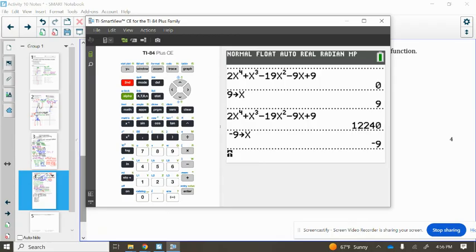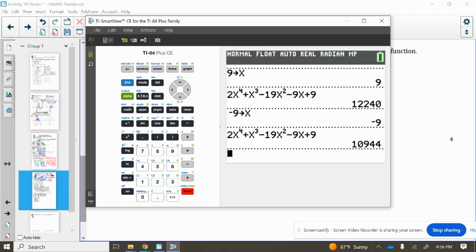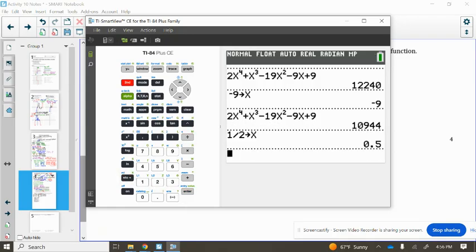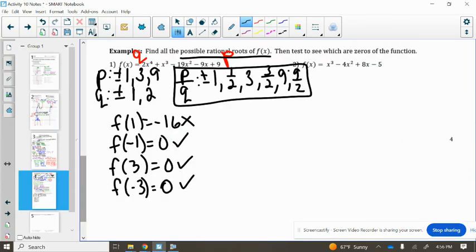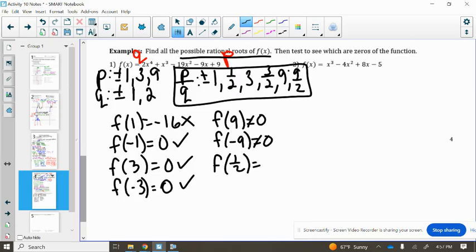So we would have to check our fractional values next, such as 1/2, which was one of our possibilities. And we find our final 0 this time with that on there. So again, f of 9 didn't equal 0, f of negative 9 didn't equal 0, but 1/2 did. So these were our 4 final zeros: -1, 3, -3, 1/2.